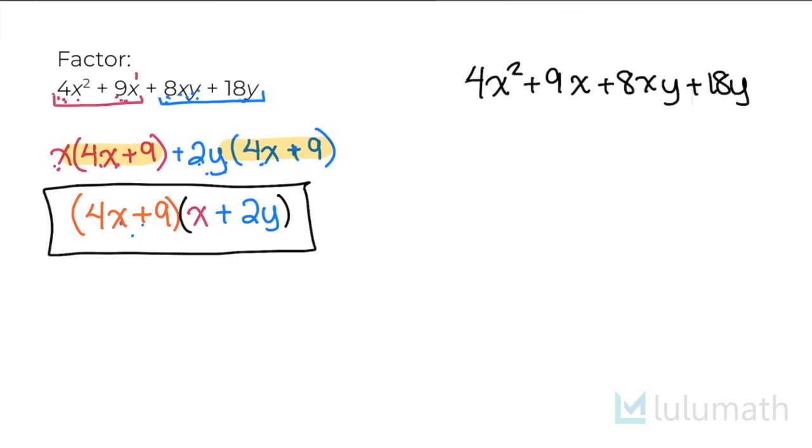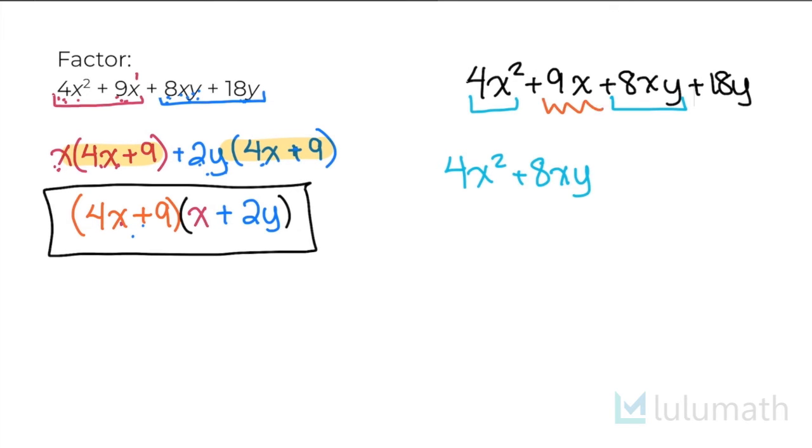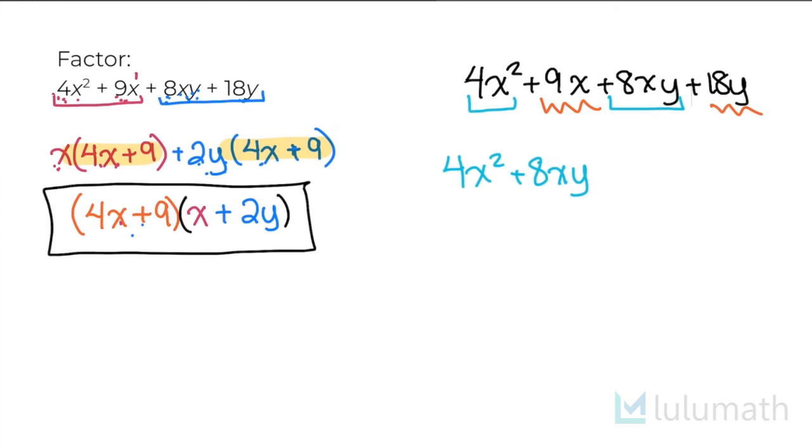I just want to point something out that will help you when you are factoring by grouping, and that is that sometimes you might have to change the order of your terms in order to be able to factor by grouping. So for example, if you see here, I have this 4x squared and this 8xy, they have common factors. So I'm actually going to group those together. So 4x squared plus 8xy, I'm going to put them together. And then if you see here, I have 9x and 18y. Those two have a GCF as well. So I'm going to group the 9x and the 18y together instead.